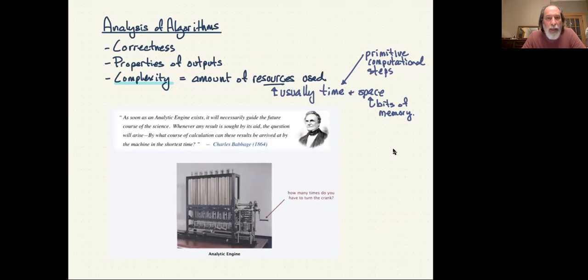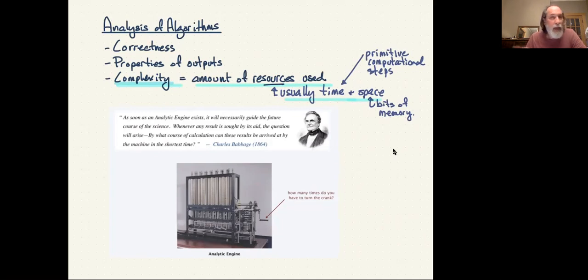Okay, and we might analyze the complexity. And most of the time when people say analysis of algorithms, that's what they're primarily talking about. And by complexity of an algorithm, we mean the amount of some computational resource that it's used. And usually this is time or sometimes space. It can be other things, communication, number of bits communicated, for example, or other things, but usually time and space.